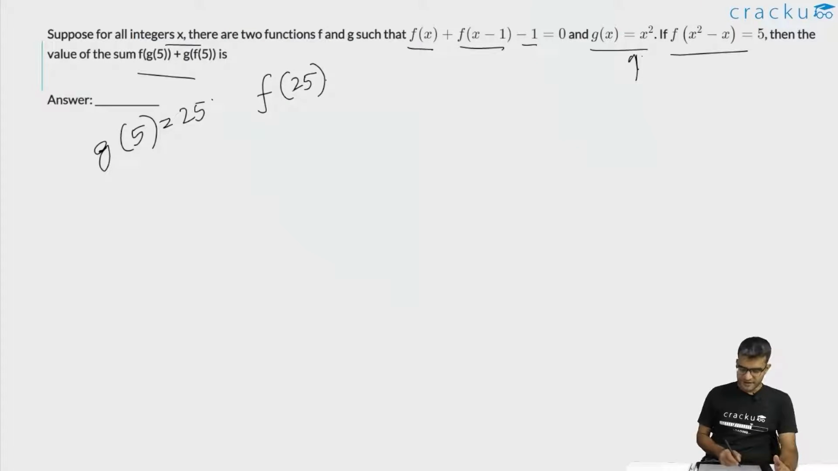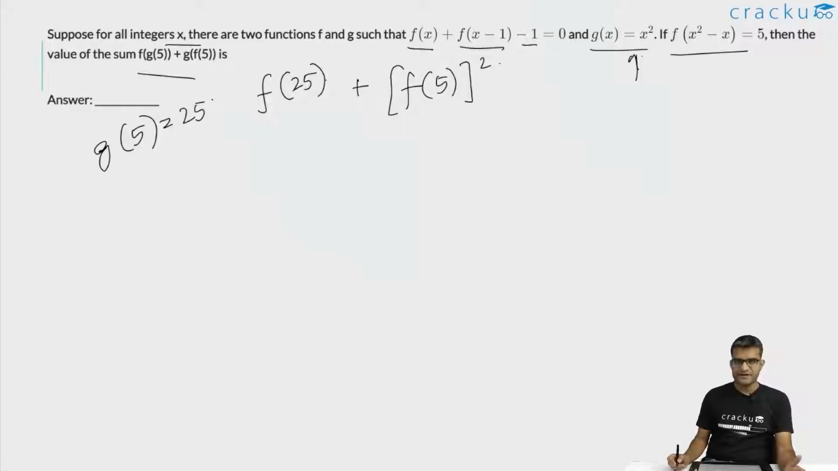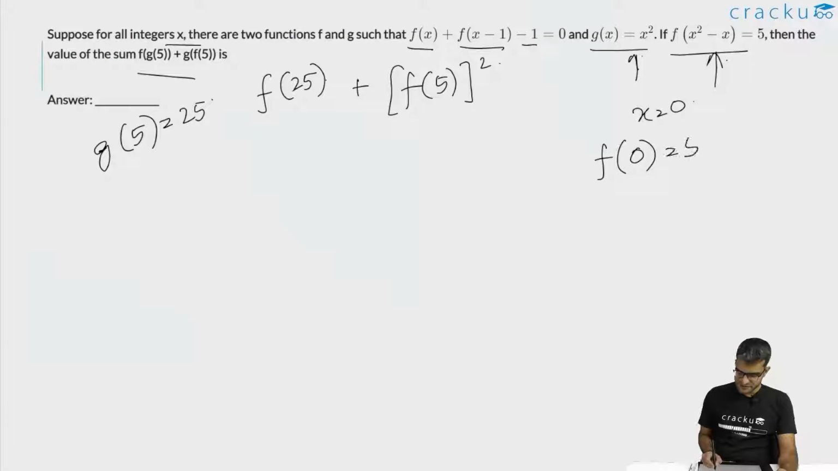And g of f of 5, which is f of 5 whole square. So if we calculate f of 25 and f of 5, we will be able to answer this question. We are given that f of x square minus x is equal to 5. So let us assume the value of x to be equal to 0. So f of 0 square minus 0 is 0. So f of 0 is equal to 5.